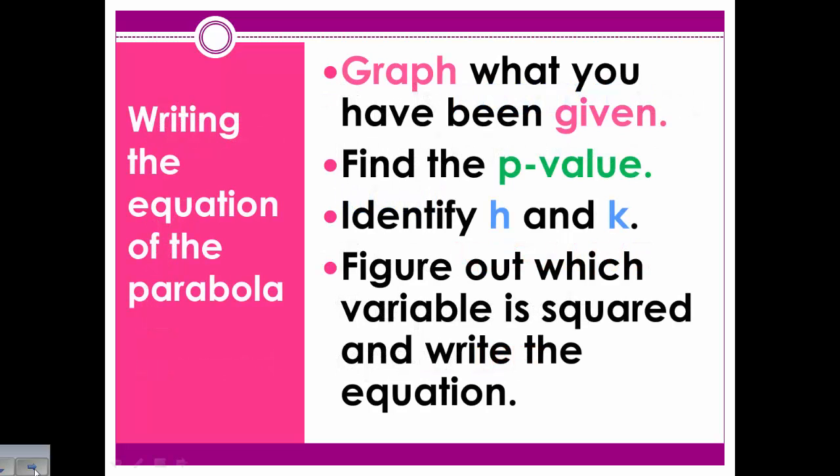We're going to write the equation of the parabola given some different pieces of information. What I want you to do is graph whatever you have been given. Your job is to find the p-value and identify your h and k. Figure out which variable is being squared so that you can write the equation.